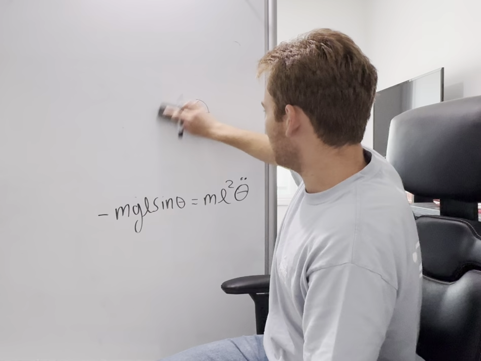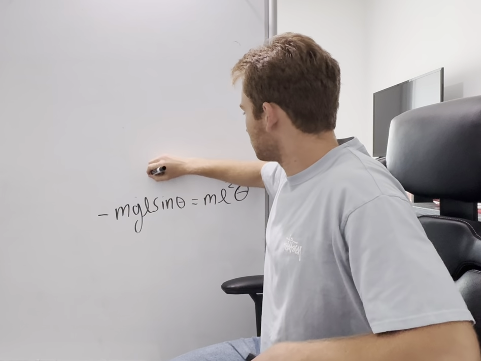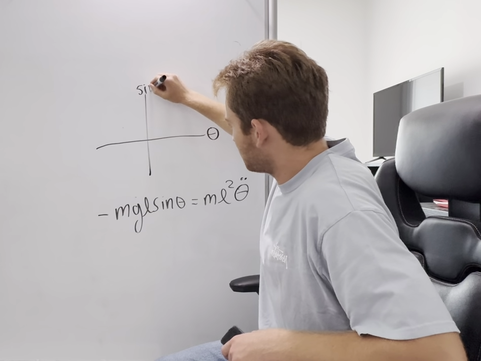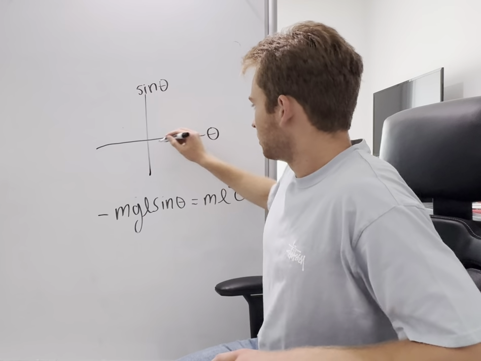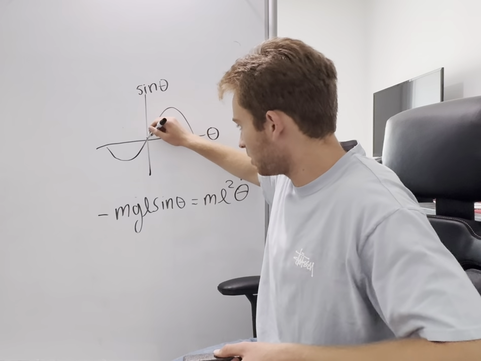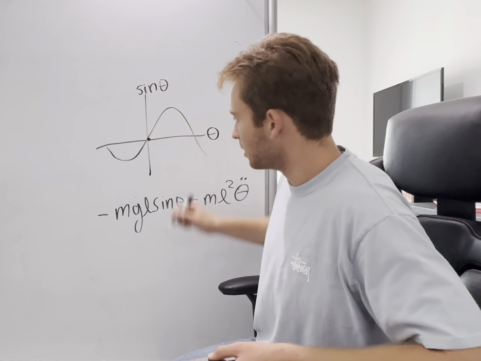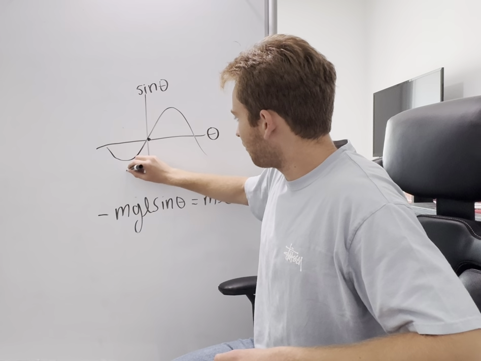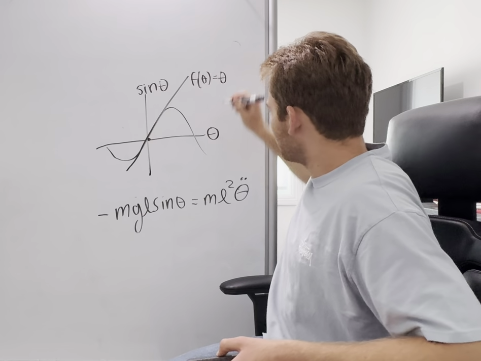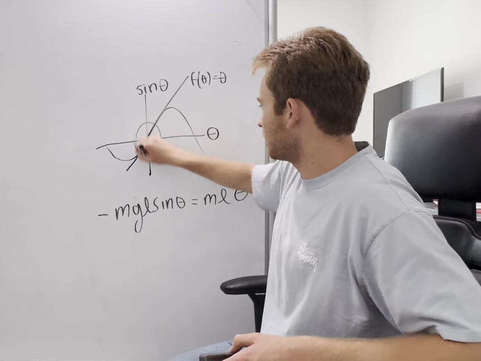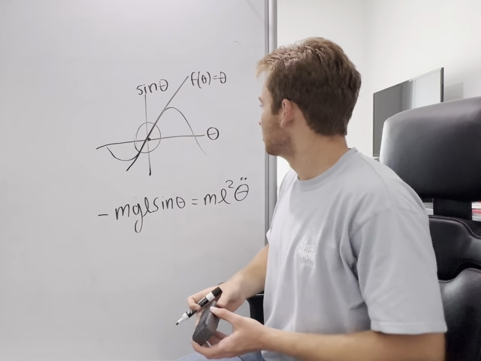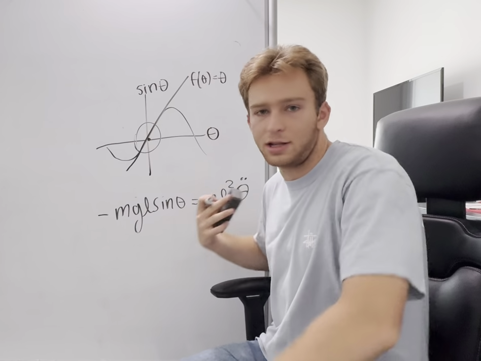So let's actually think of a graph of sine of theta, right? This is the theta axis, this is the sine of theta axis, and what you're going to get is a graph that looks sort of like this, just a sine wave, right? Now, if you notice here, this is theta equals 0. And if you plot the graph of f of theta is just equal to theta, you'll see that near 0, kind of in this region right here, theta and sine of theta are very, very similar in value. And so that's kind of the approximation we can make.